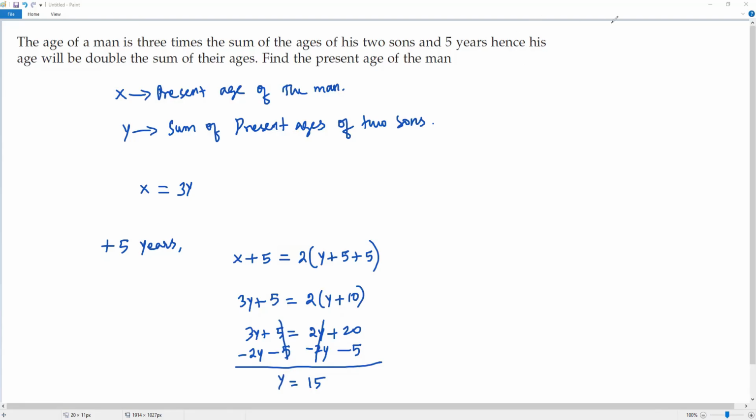Okay, here I got the value of y, and our aim is to find the value of x, which gives the present age of the man. Now we can plug in this 15 for y into this equation. Then we have x equals 3 times 15. We have x equals 3 times 15 is 45. Therefore, the present age of the man is 45 years.